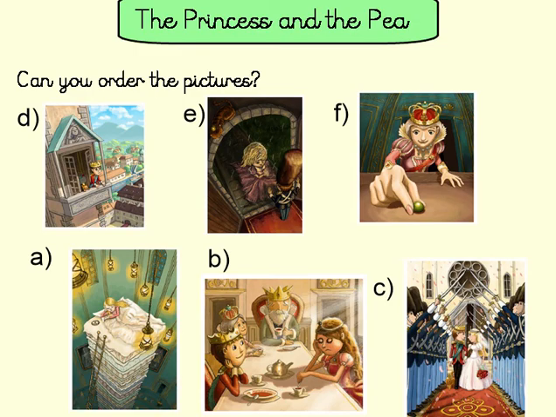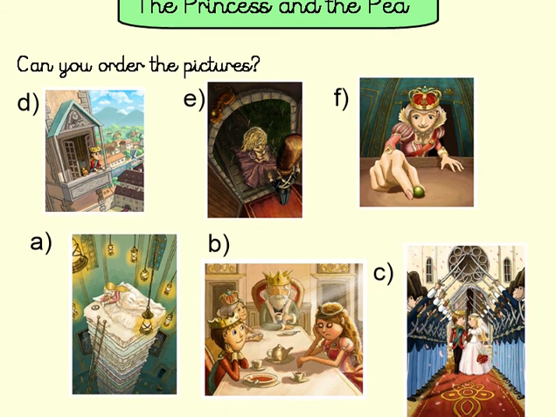Okay, welcome back. Here are the answers. So, first of all, we've got picture D with the prince looking out and searching for his princess. Then we've got picture E where the princess arrives, but she doesn't look much like a princess because it's been raining and her hair's all wet and she's got water flowing over her shoes. Then we've got F, which is the Queen's test to see if she's a real princess, where she places the pea. Then A, she goes to sleep and has a terrible night's sleep.